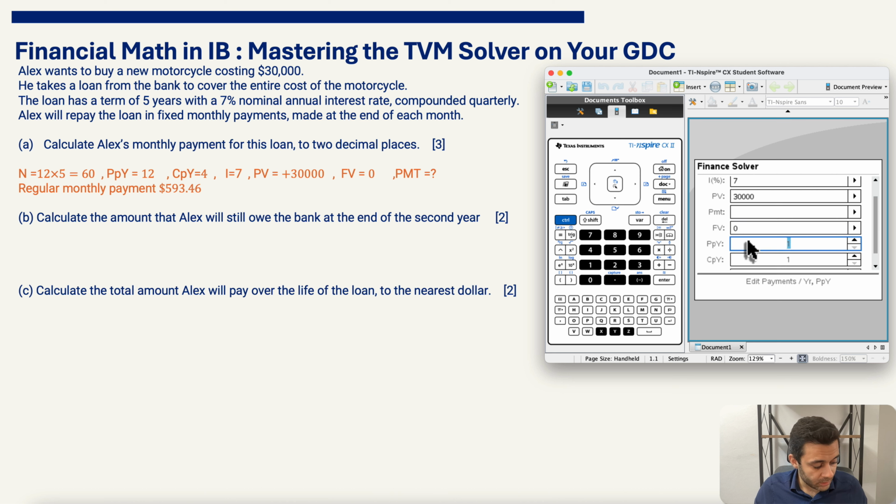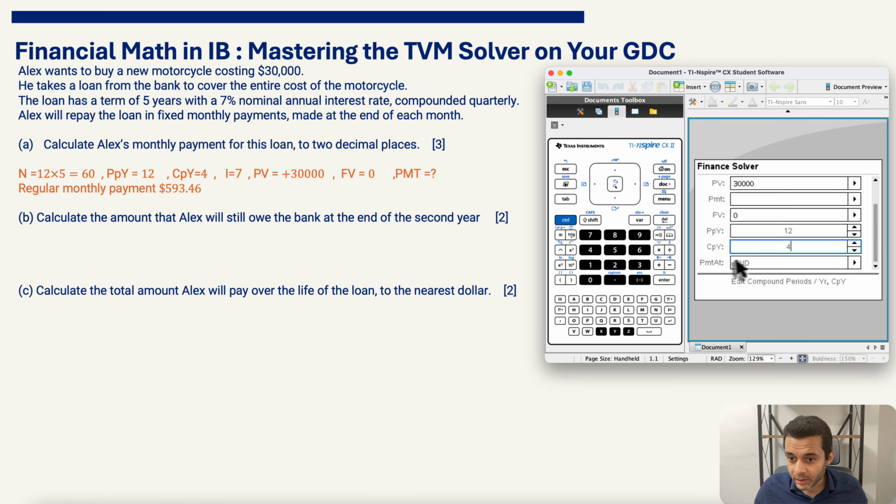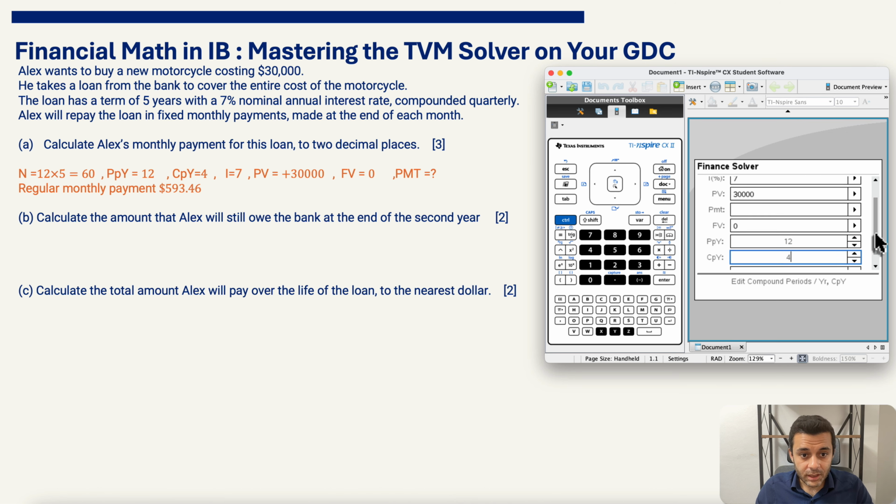The P/Y is 12, and here we have 4. And we will keep the payment at the end, as we said. Also here it's written at the end of each month. So now we will see the PMT. As you see, the same answer is written here, but here it's rounded to 2 decimal places.